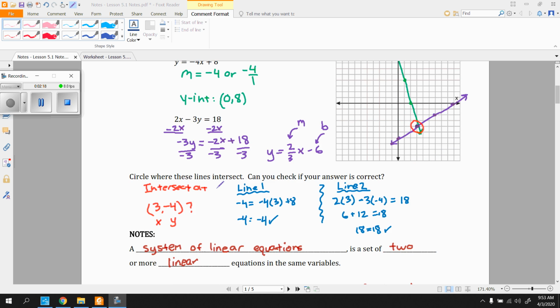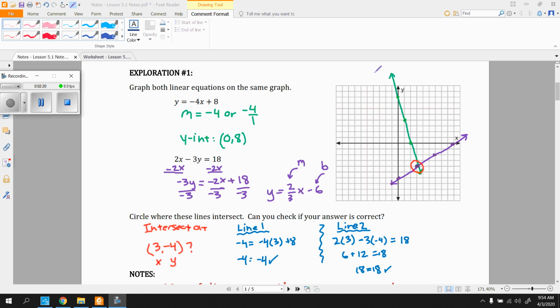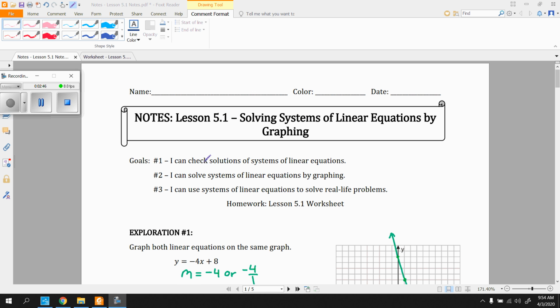But one thing we notice when we graph 2 lines on the exact same graph, which we've never really done before, is that they intersect. I was trying to be as accurate as I could, and it looks like they intersected at 3, negative 4. They both hit that spot. Can I check to see if my answer is correct? That's what this work is. That's our first part: I can check solutions.